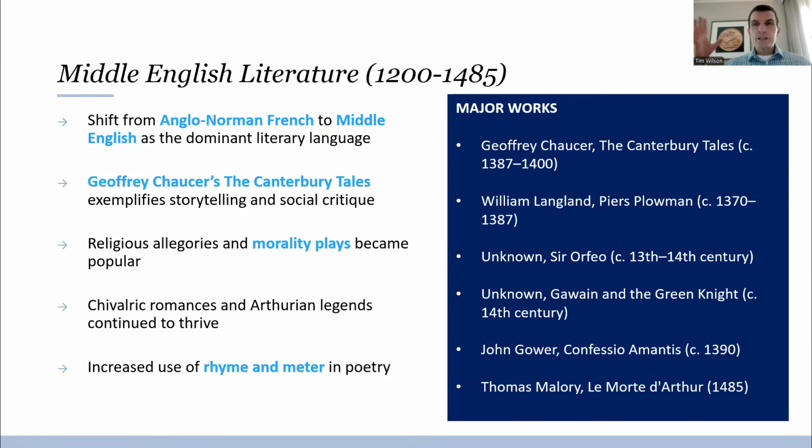So Middle English, so when it comes to medieval literature, this is the high point, around 1200 to 1485. This is where we get Chaucer's Canterbury Tales, which you've probably heard of, Langland's Piers Plowman, Sir Gawain and the Green Knight. We don't know the author, but Pearl Poet is often the name given to that person since the person also wrote a poem called The Pearl. We have a shift from Anglo-Norman French to Middle English as the literary language. Religious allegories and morality plays become popular, chivalric romances, and increased use of rhyme and meter in poetry.